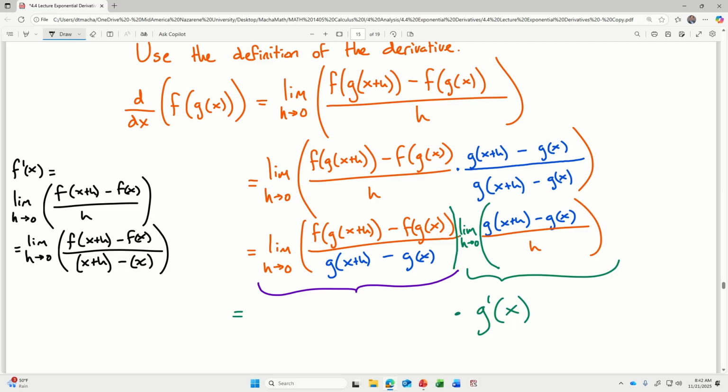Because now instead of x plus h minus x, I have g of x plus h minus g of x. And so this would be the derivative of f with respect to g, but not taking the derivative of g. This is what it would look like to take f prime of g of x.